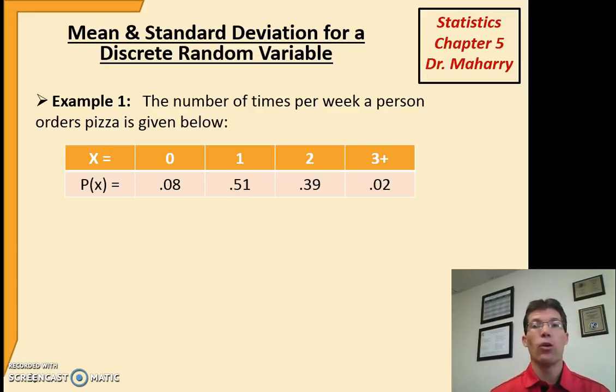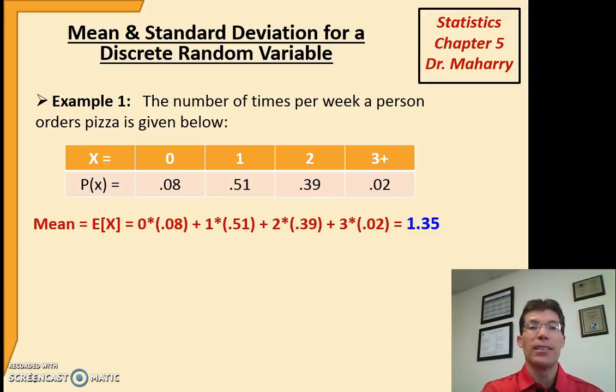So if I wanted the mean, or the average number of pizzas per week that a person orders, I would simply take each value of the random variable times its associated probability. So 0 pizzas times 8%, 1 pizza times 51%, etc. If I add all those up, I get 1.35. So a person on average orders 1.35 pizzas per week. Now, obviously they don't order 1.35 pizzas, but on the average, in the long run, and that's the idea of the mean or expected value, what we would expect to happen in the long run.